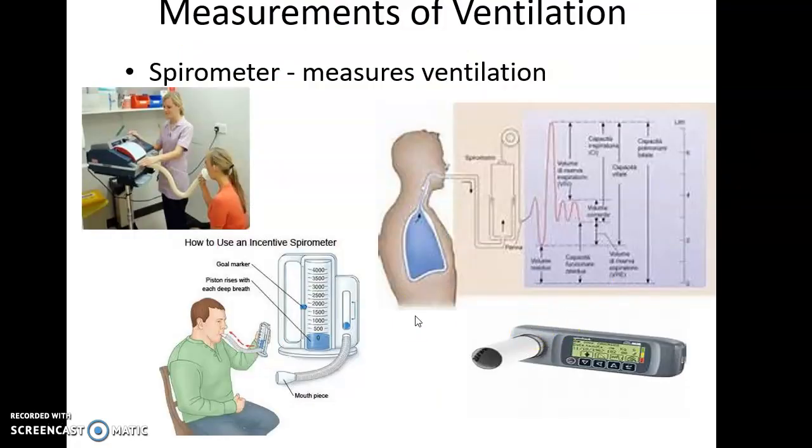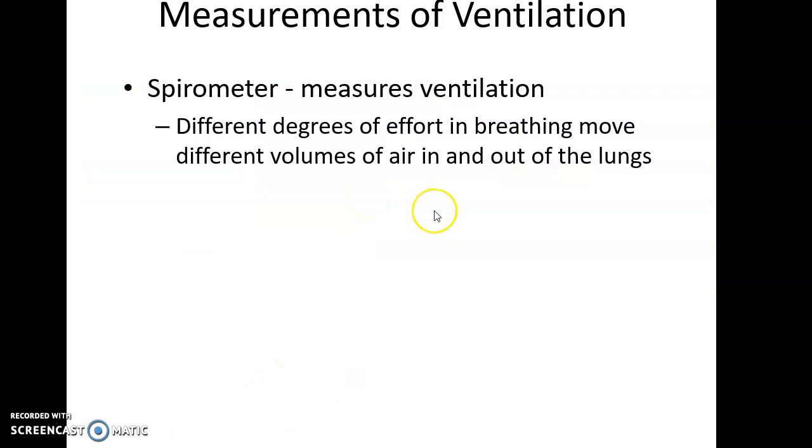Now, if you have breathing issues, you may go see a specialist, and they might have you use a spirometer. A spirometer just measures how well you're able to breathe out, how much air you can breathe in and out. It can be very complicated, very simple. We would have a really simple one that we used in the lab, but unfortunately, we didn't get to do that. And they're called, again, spirometers, measuring ventilation, how much air we can breathe in and out. So there are different degrees of effort for breathing in and out that then move different volumes of air into and out of the lungs.